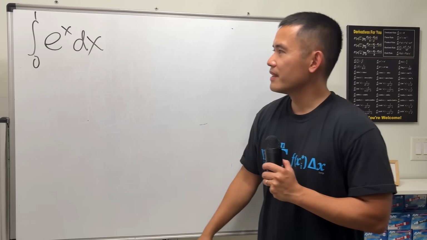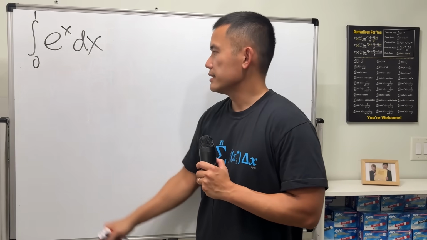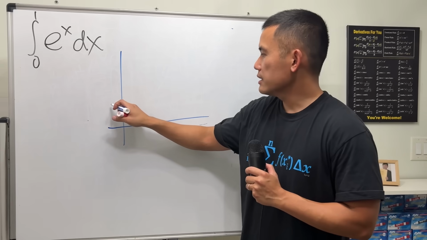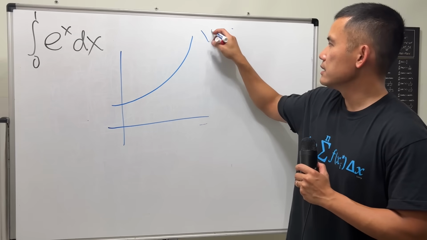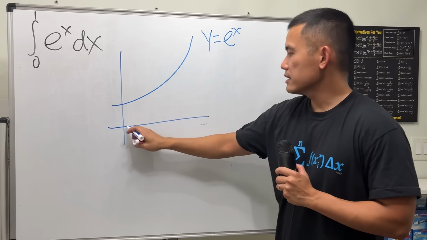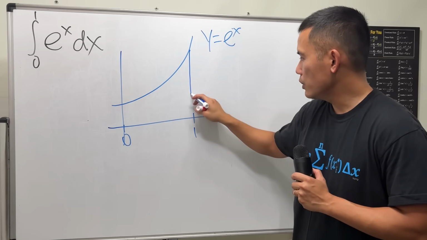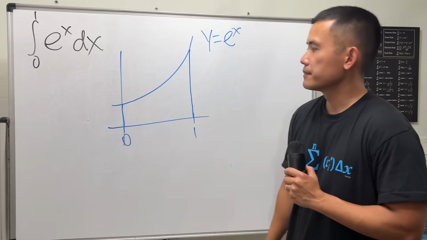Check this out. We will interpret this as the area under the curve, and let me just write down all the steps for you guys. Let's say we have e to the x looks like this. And let's say here is 0 and here is 1. So here is the region that we want.